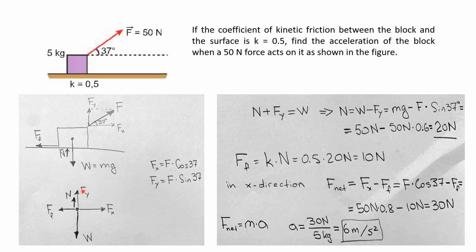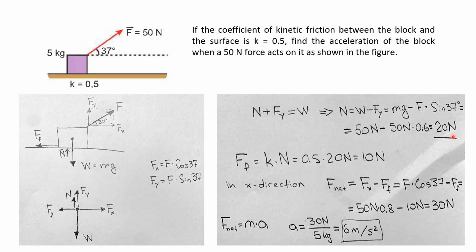In the y direction, since the block is not moving in the y direction, normal plus Fy has to be equal to the weight. From here we can find the normal force to be just weight minus Fy, which is mg minus F sine 37, or 50 newtons minus 50 newtons times 0.6. The sine of 37 degrees is 0.6, and this is going to be equal to 20 newtons.